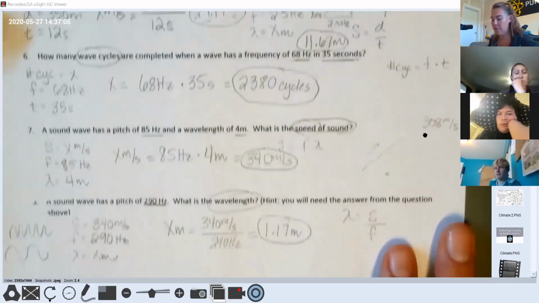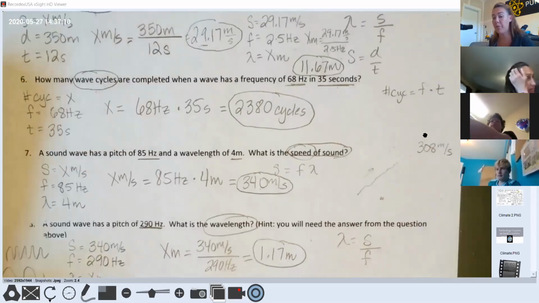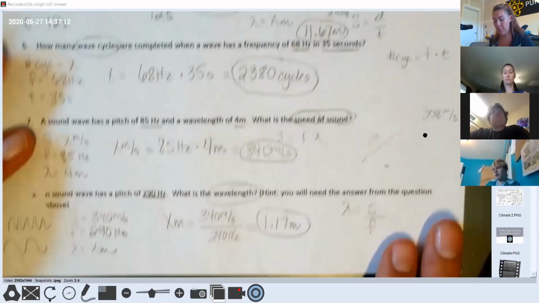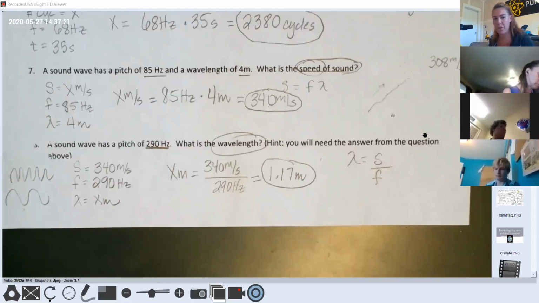So a couple other things just to note to study. Like I said before, understand how pitch and frequency work. So understand that as frequency goes up, pitch goes up, and as frequency goes down, pitch goes down. There will be like a little fill in the blank type question on that.